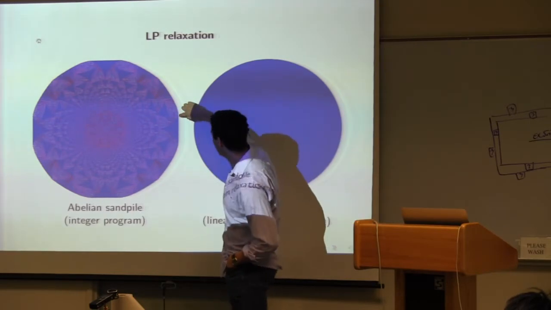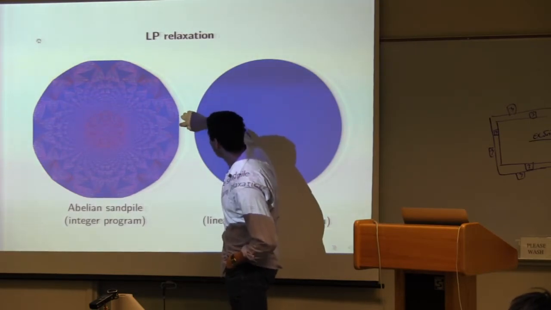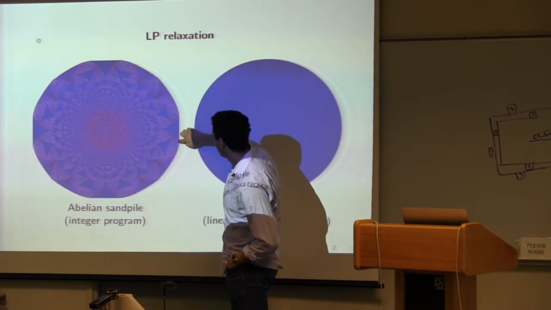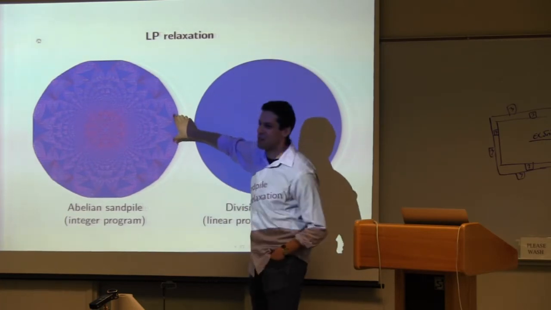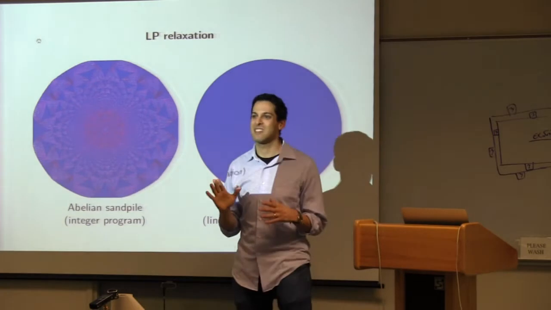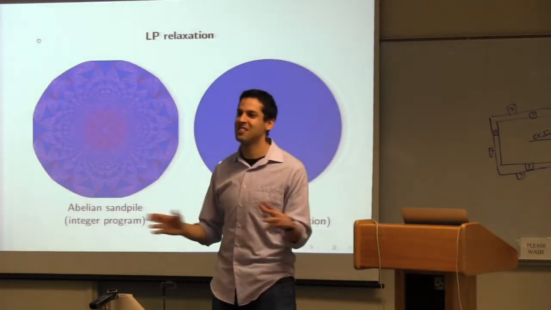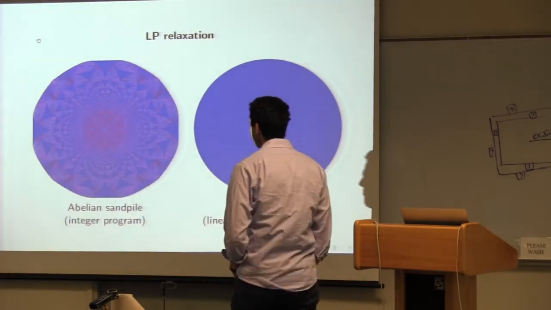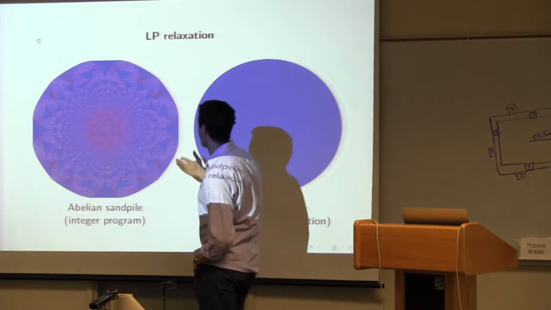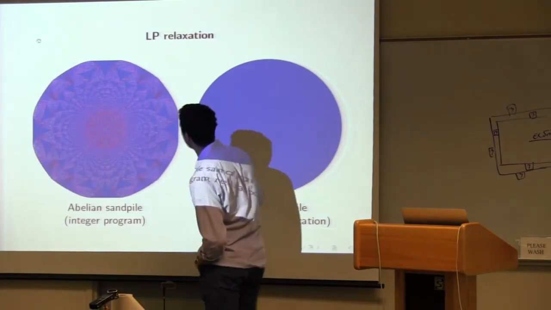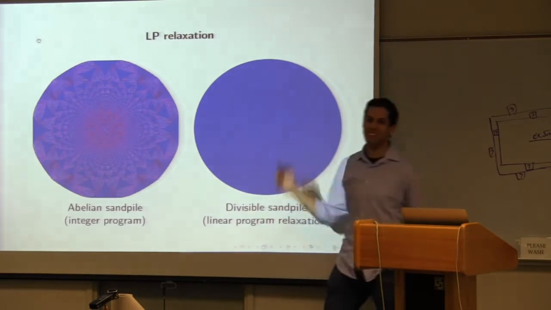So if you look at this straight edge here, this really occupies a constant fraction of the boundary. It's not getting smaller as a proportion of the picture as the picture grows. And moreover, in the integer program, you get all this interesting pattern formation, which is completely missing in the linear program.